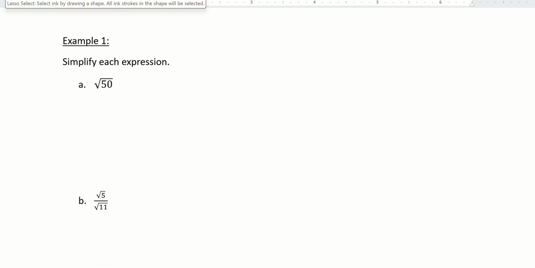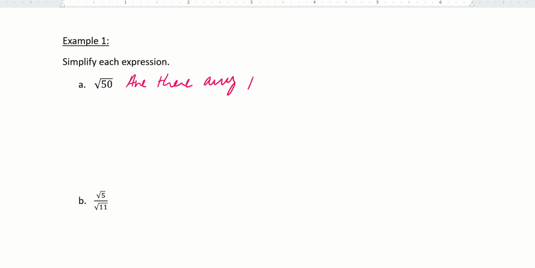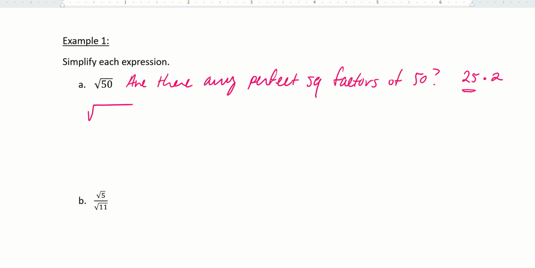Now, here I have the square root of 50. So the question I'm asking is, are there any perfect square factors of 50? So is there anything that you can multiply to get 50 that's a perfect square? And the answer is yes. 25 times 2 is 50. 25 is a perfect square. So we could rewrite this as the square root of 25 times 2.